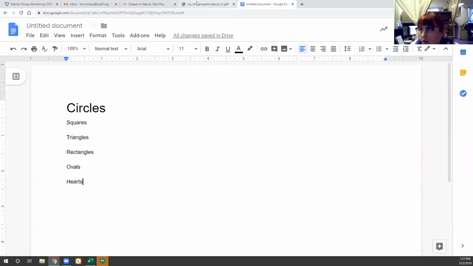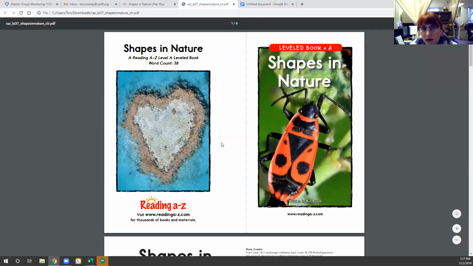So let's take a look at your book, and I'm going to pull it up on my screen, but you should have a copy as well. So let's take a look at this book. This is the front cover, and this is the back cover. So if we would fold it, you'd see front and back. Let's read the title. Shapes in Nature. And teeny tiny print down here, written by Russ Buick.